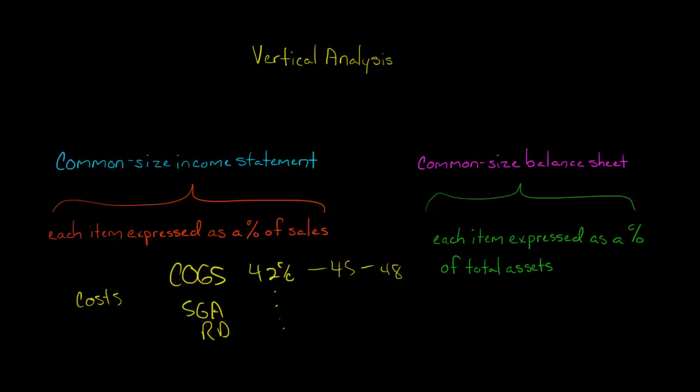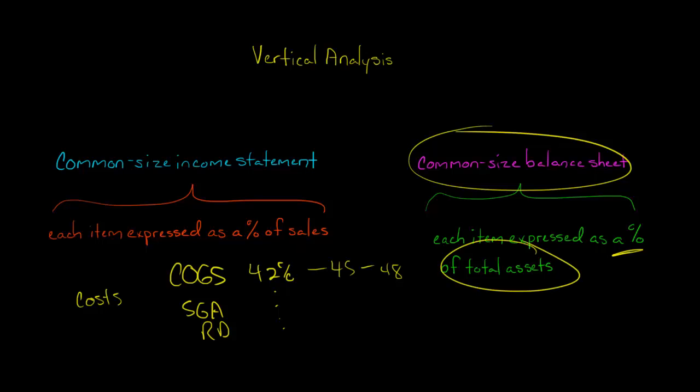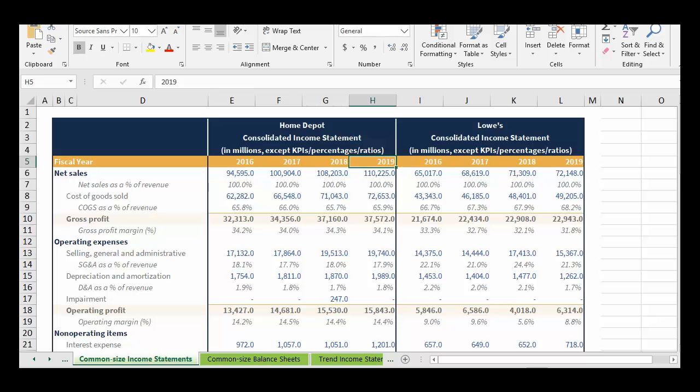But before I get to that, just quickly, for the common size balance sheet, each item is expressed as a percentage of total assets. So let's look at some actual financials. Okay, so we've got Home Depot here, with 4 years of data, and then 4 years of data for the same years for Lowe's. So we have two companies that compete with one another, and we've got sales right here. In the 2019 fiscal year, Home Depot did $110 billion in sales, because these numbers are in millions.